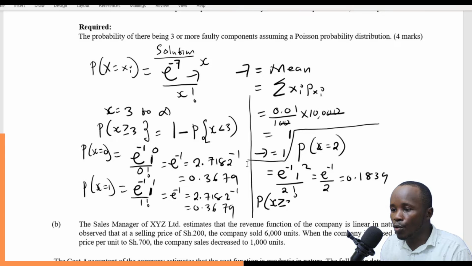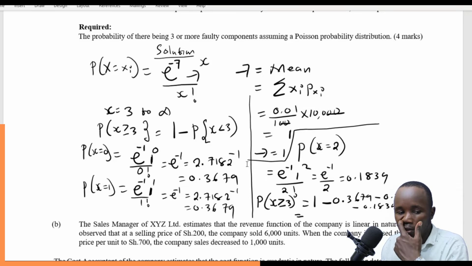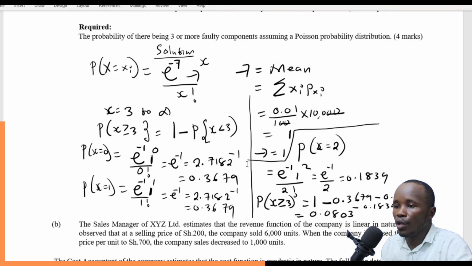Therefore, if I'm looking for probability of x greater than or equal to 3, it should be 1 minus probability of x equals 0, 0.3679, minus probability of x equals 1, 0.3679, minus probability of x equals 2, that is 0.1839. So the answer you're going to find is 0.0803. Good.